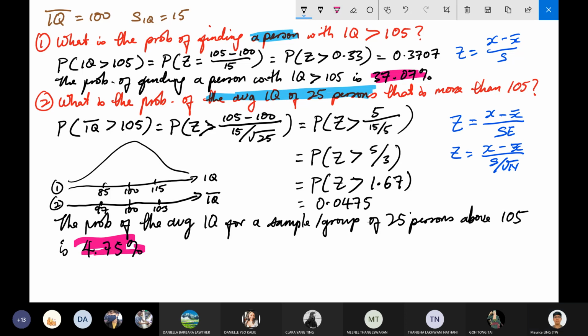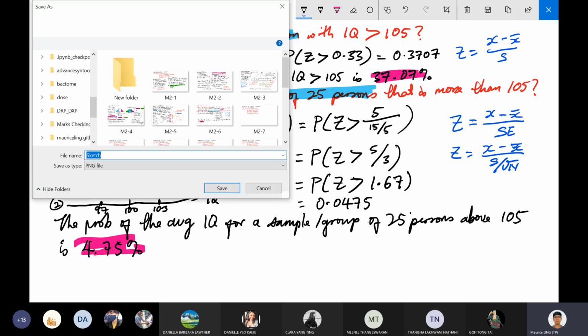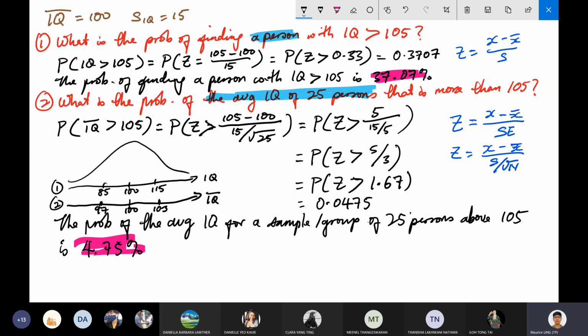Make sense? So the standard deviation for the second one is standard error, correct? Okay. All right. So this is how you use what you call your central limit theorem. Okay. With that, we can do your tutorial questions finally.